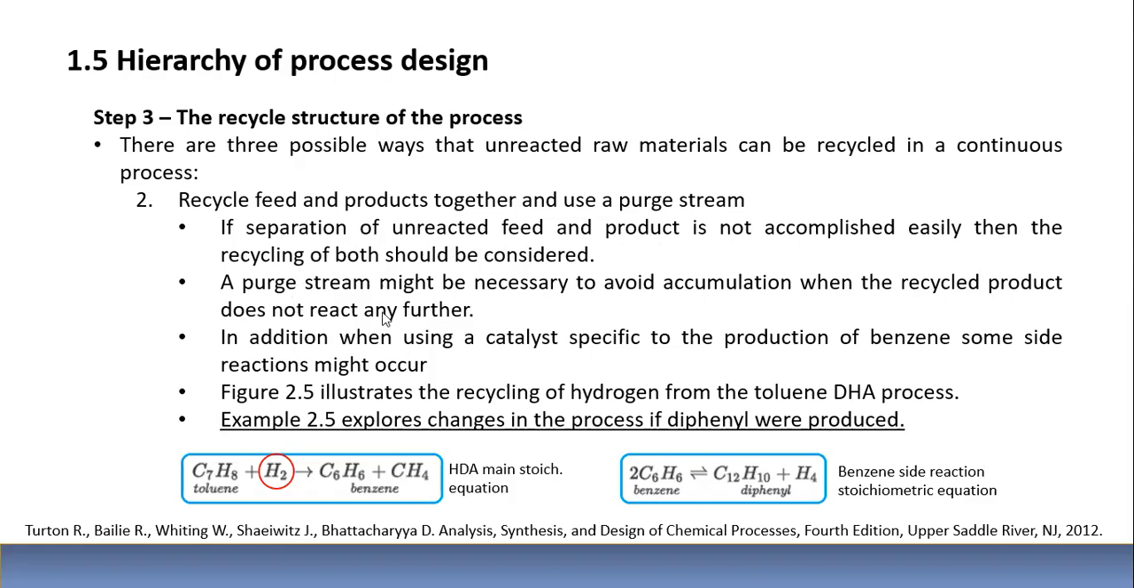In addition, when using a catalyst specific to the production of benzene, some side reactions might occur. Figure 2.5 illustrates the recycling of hydrogen from the toluene dealkylation process. Example 2.5 explores changes in the process if diphenyl were produced.